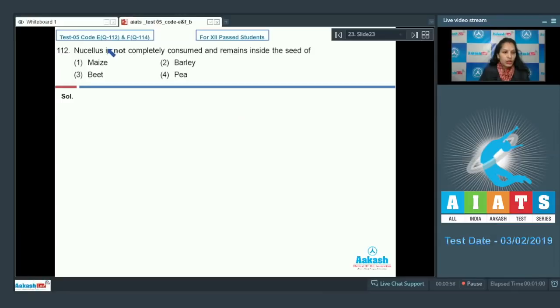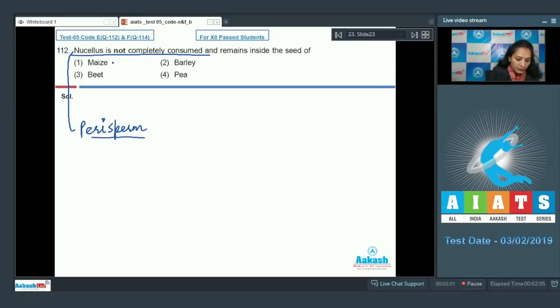Question number 112. Nucellus is not completely consumed and remains inside the seed of. First option, maize. Second, barley. Third, beet. Fourth, pea. You should know when nucellus is not completely consumed and it remains in the seed, it is called perisperm. And this type of seed which contains perisperm is called perispermic seed. Perispermic seed is not present in maize, barley and pea. Hence these options are ruled out. Beet has a perispermic seed. So the correct option for the given question is option number 3.